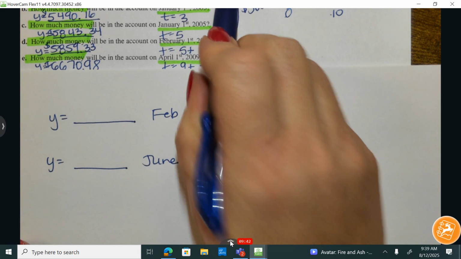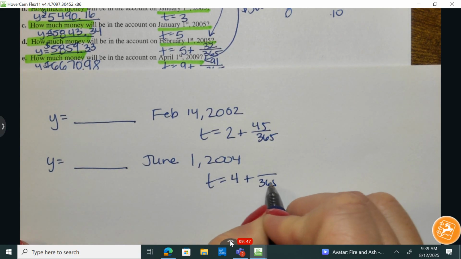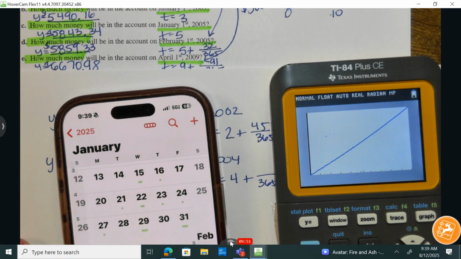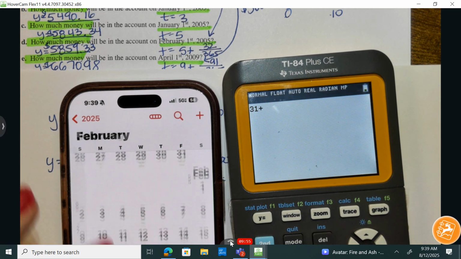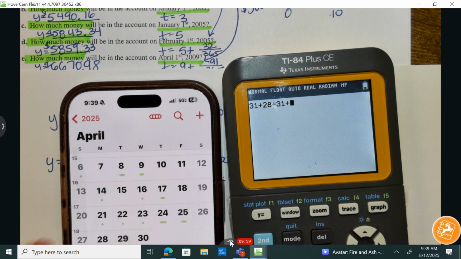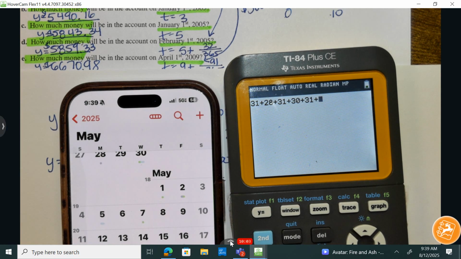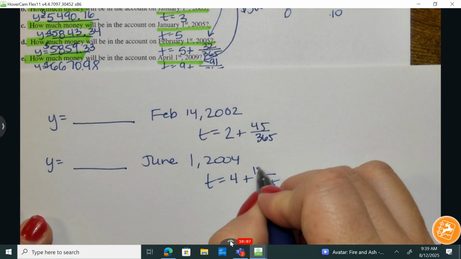Okay, from 2000 to 2004 is 4 years. And now I have to go all the way up to June 1st. So I'm grabbing that calculator right now. I'm pressing clear, and here we go. January has 31. Everybody can see that. All right, February, in a normal February, has 28. March has 31. April has 30, May has 31, and I need to go to June 1st, which is one more day, and I have 152. 152.